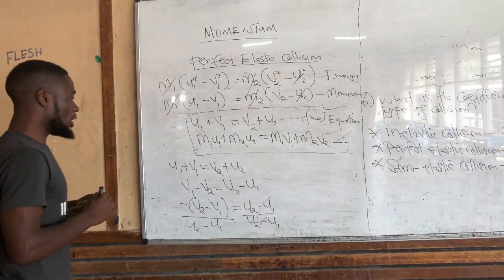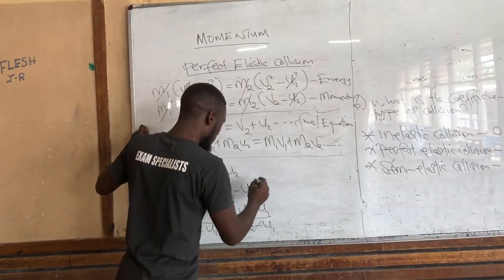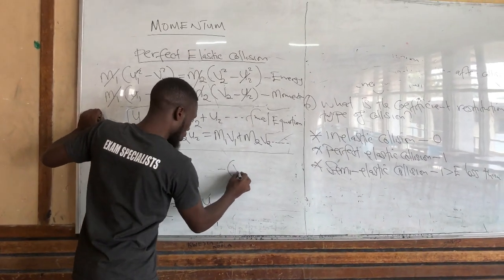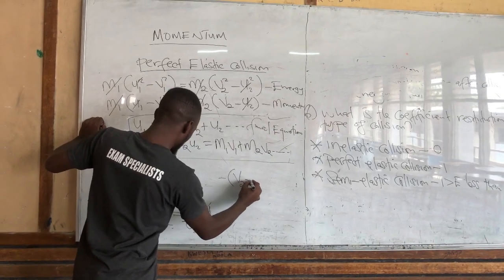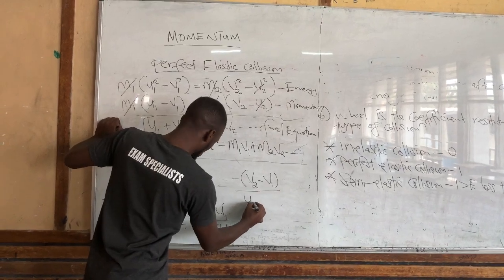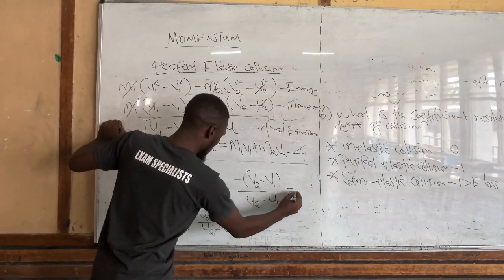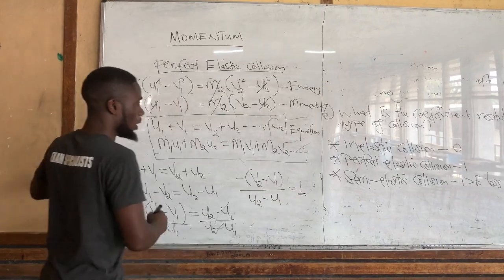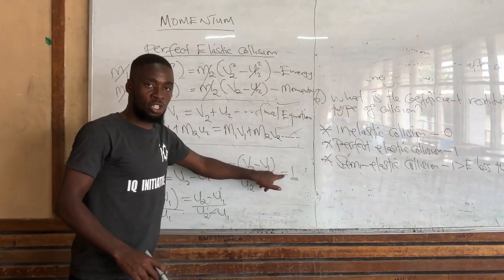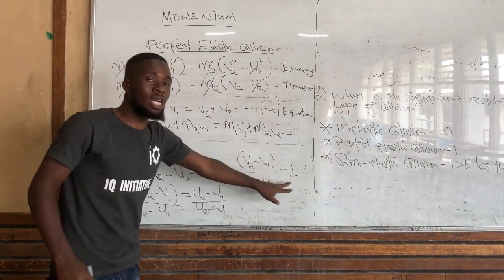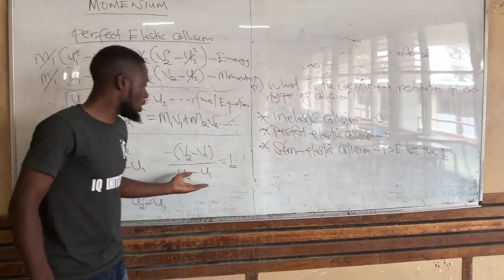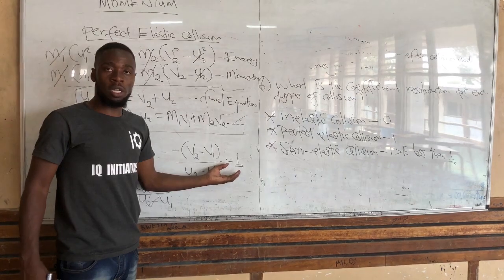What is the final equation here? The final equation will be negative V2 minus V1 over U2 minus U1 equals 1. Okay, it equals 1. So what is the meaning of that? This is telling you that the coefficient of restitution for a perfect elastic collision is 1. That's why I said for perfect elastic collision it equals 1.